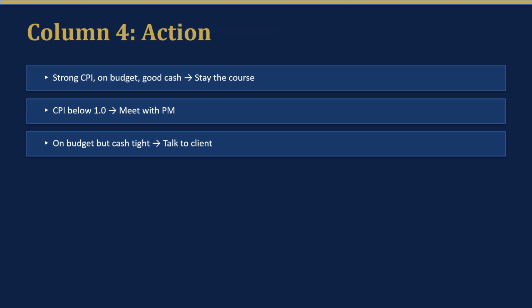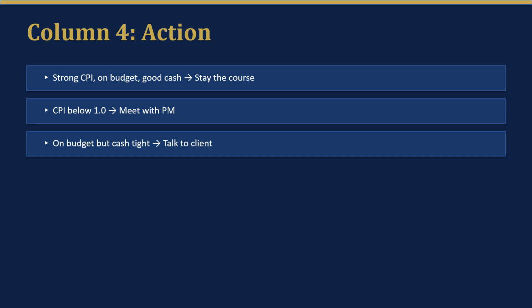Column 4. Action. This is the most important one. What it shows, what are you going to do about it? The action column is what separates a dashboard from a report. A report is something you read. A dashboard is something you act on. Look at the decisions in these examples.